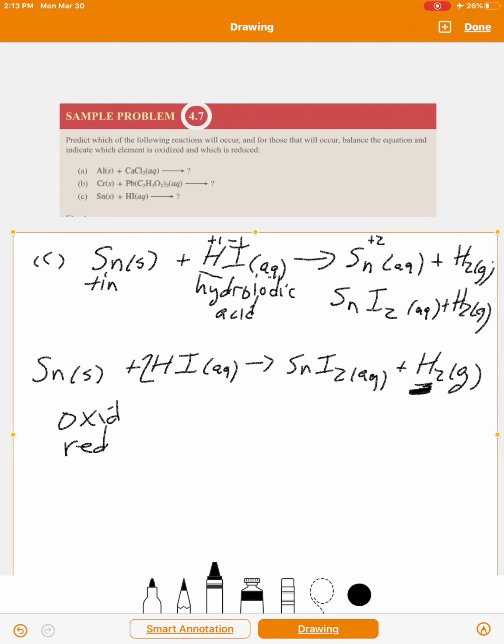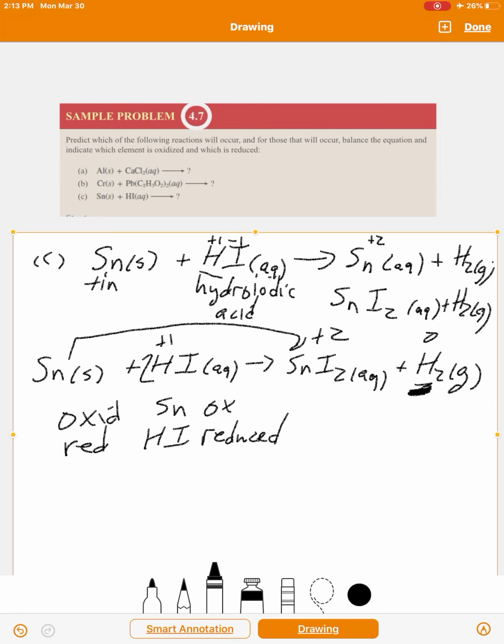Well, this wasn't actually a metal, but it ended up as 0. Remember, it started as +1, now it's 0. So that means it got reduced. So H got reduced, or HI reduced. And then the one that gets oxidized is the one that becomes positive. Tin went to +2. So that means the tin got oxidized.